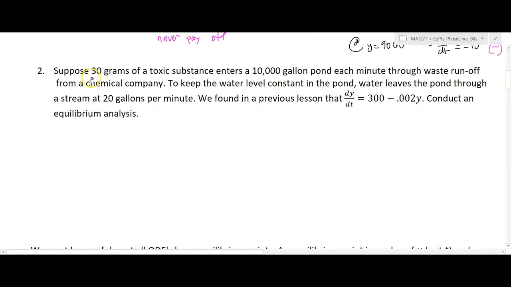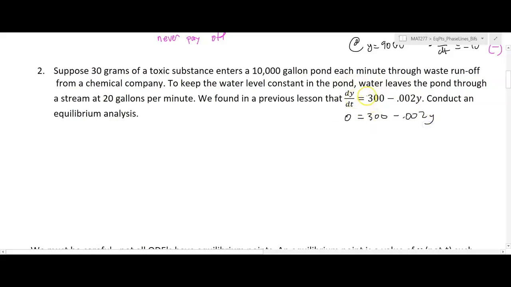So this is a model where we said, suppose 30 grams of a toxic substance enters a 10,000-gallon pond each minute through waste runoff from a chemical company. To keep the water level constant in the pond, water leaves the pond through a stream at 20 gallons per minute. We found in a previous lesson that dy/dt equals 30 minus 0.002y. Conduct an equilibrium analysis. Once again, we'll set this equal to 0, and we'll solve.